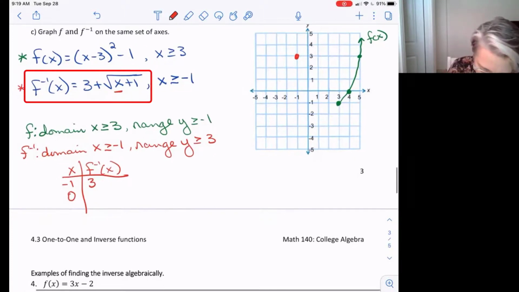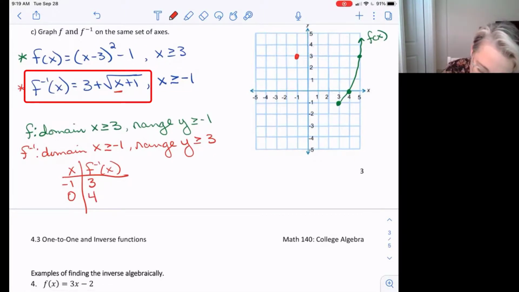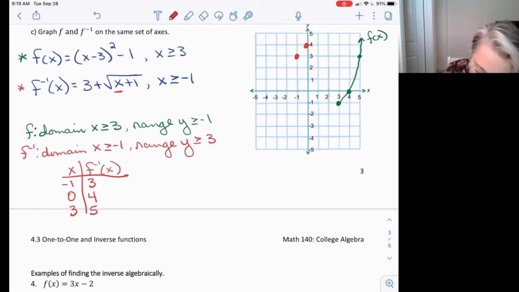So 3 plus 1 is 4. We get the point (0, 4). And last but not least, if we plugged in 0 for x, that would give us the square root of 4, which is 2. 3 plus 2 is 5. So we get the point (0, 5). All of those points are opposites of the points that we get for f of x. They're switched.